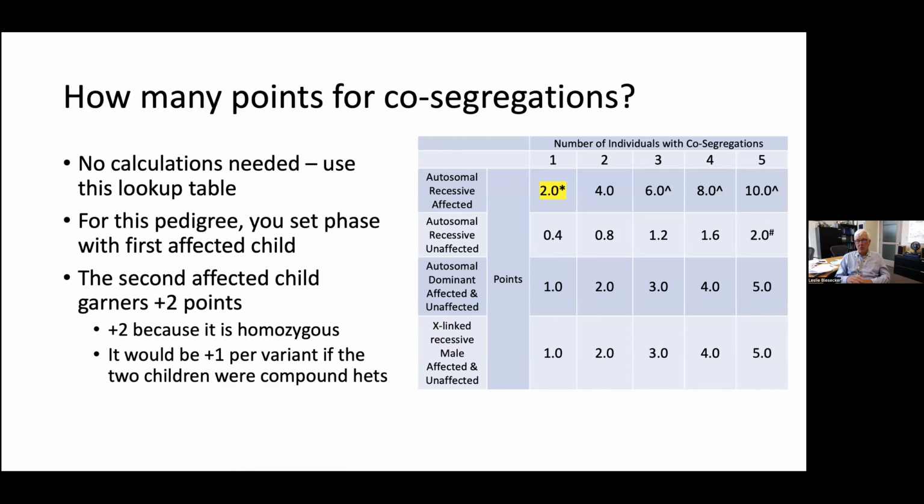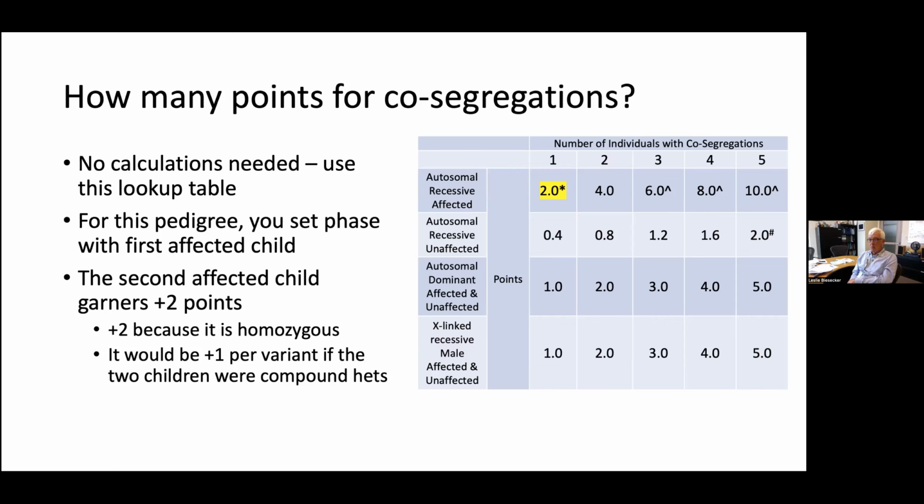So we made another table because, again, we don't want people to have to do math. You can just look up on this table what you have. So with this trait, for this pedigree and recessive inheritance, you are basically setting phase, as we do in linkage, which means you are saying that it is the variant, not the allele without the variant, that is causing the trait in this child. And you have an additional, a second affected child who also has the variant, is homozygous.